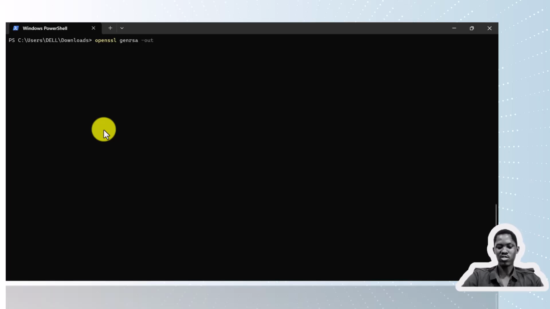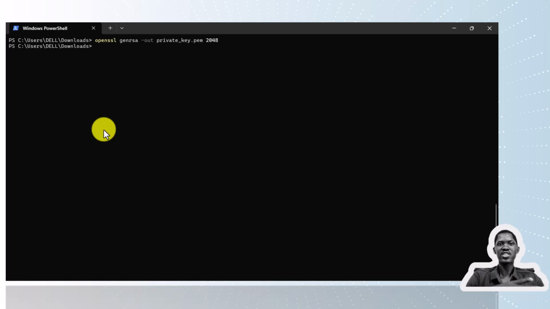Out, I want to generate it and output it in a file. The name I want to give that file is private key.pem. So I'm giving the file private key.pem name and a size of 2048 bytes. So that's the size that I want it to be. When you are generating your RSA like this, you give it a size of 2048 bytes. The next thing that I'm going to do is to just press enter.